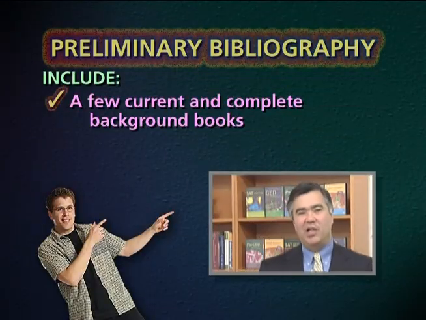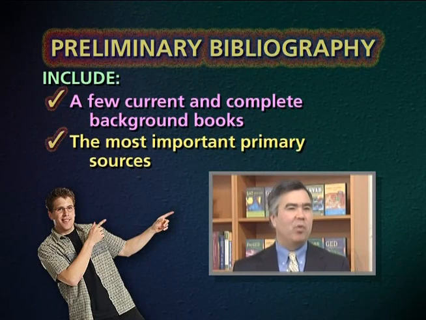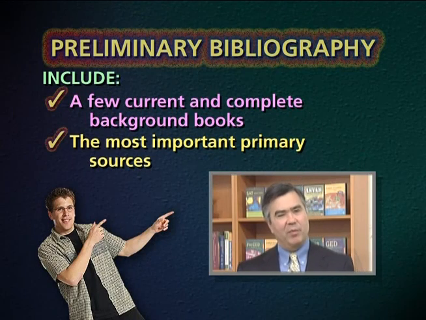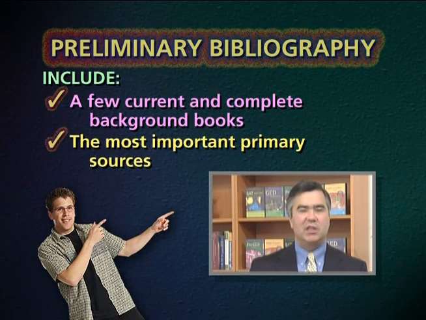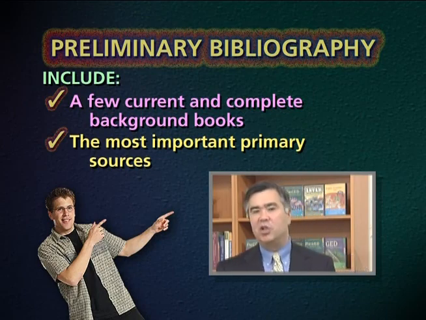Your earlier background reading, which we talked about in our last program, which you did in order to get a sense of how to narrow the general subject area into a specific topic, probably mentioned the one or two most highly regarded current books on your subject, and those should certainly be included in your background reading part of the preliminary bibliography. You also want to list in your preliminary bibliography the most important primary sources. Remember, we said that both primary and secondary sources are usually desirable for a research paper.